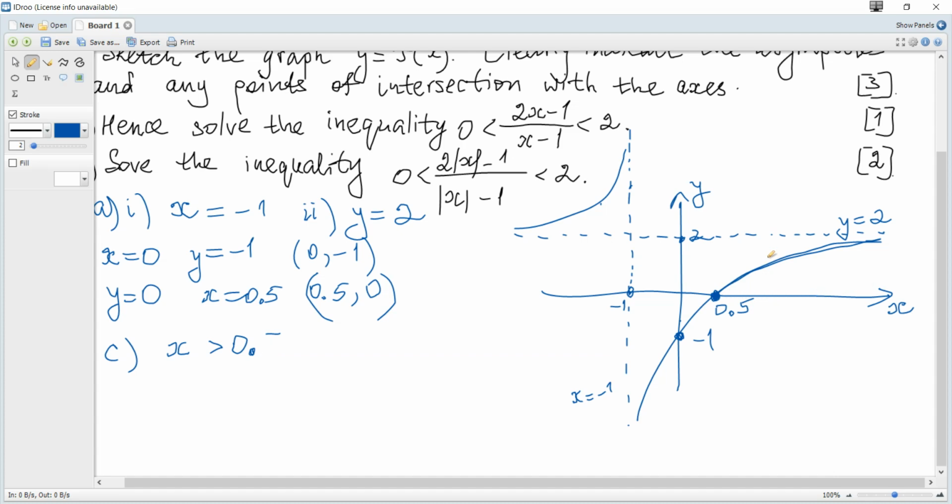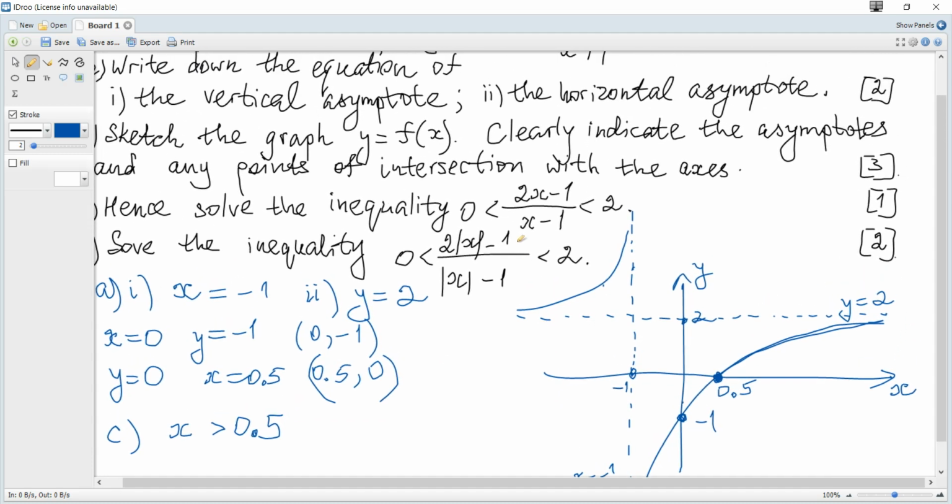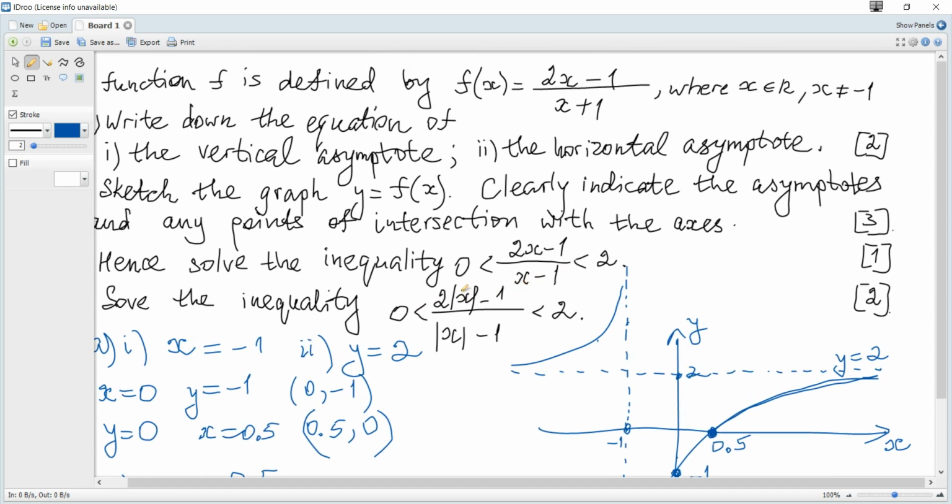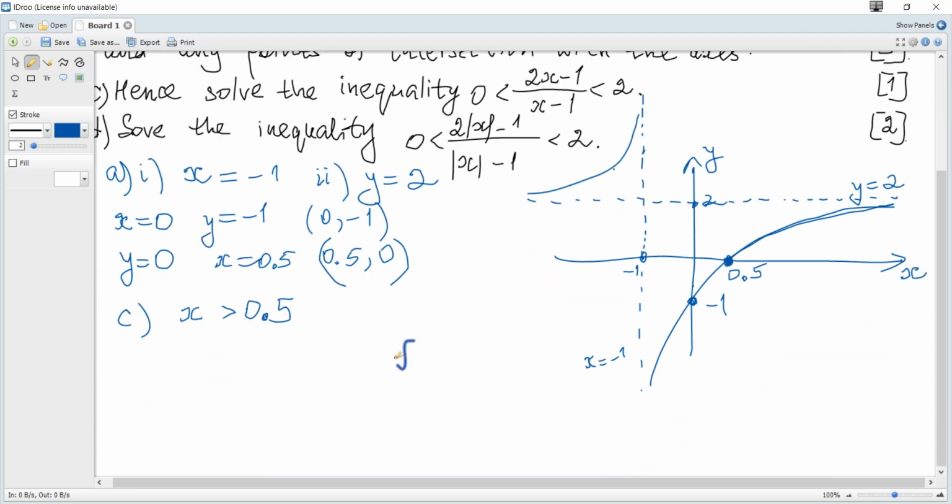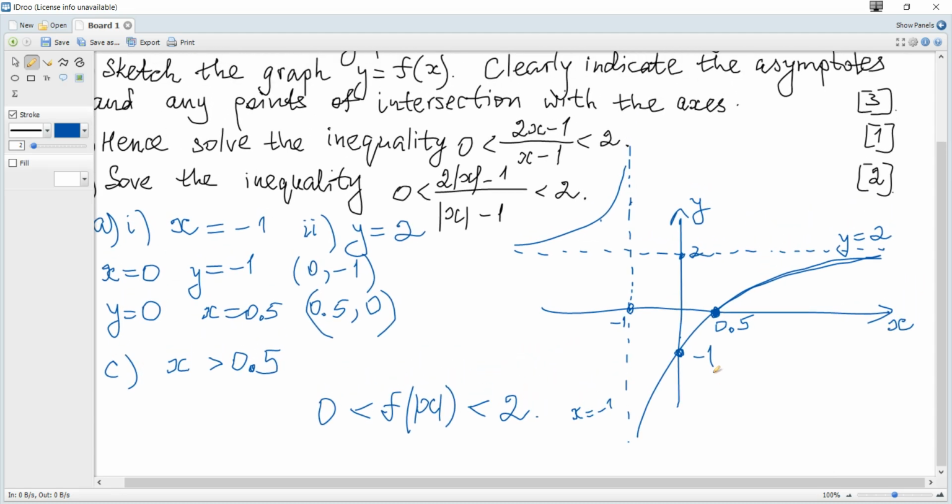And the next part, solve the inequality. We can see that it's actually the same, but we have here the absolute value of x instead of x, and it looks like function of the absolute value of x is greater than 0 and less than 2. How to draw a graph, or actually what transformation can be used to draw f of absolute value of x when f of x is drawn.